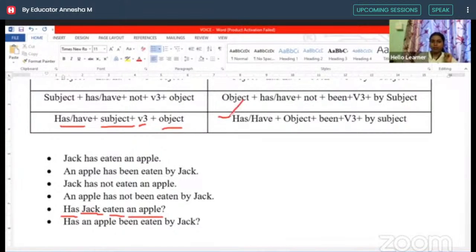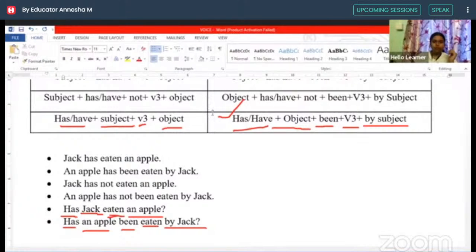So what will be the passive? Has or have. So apple is there, third person singular, so of course has. Then we are adding the object. The object was apple, so an apple, been, V3. Of course we have eaten here. So eaten by subject. The subject here is Jack, by Jack. So our passive is: has an apple been eaten by Jack, right?